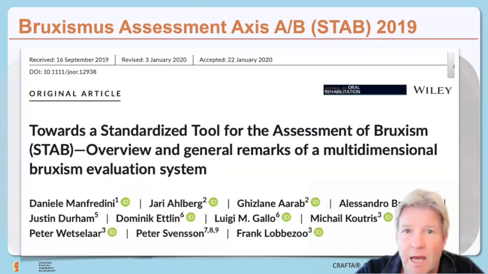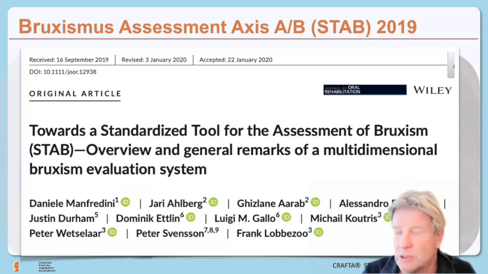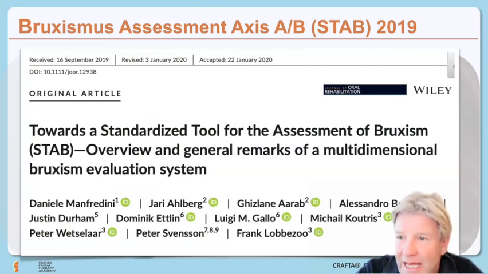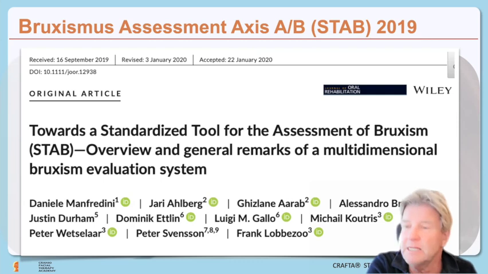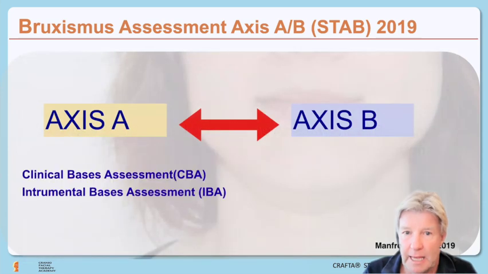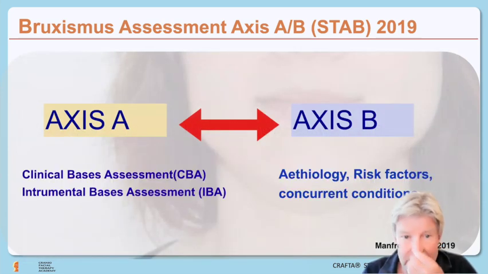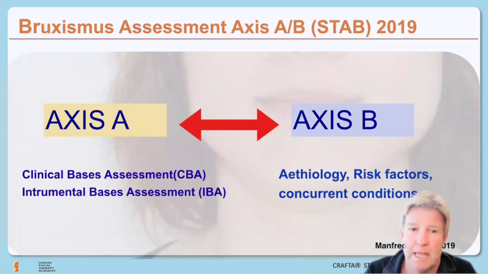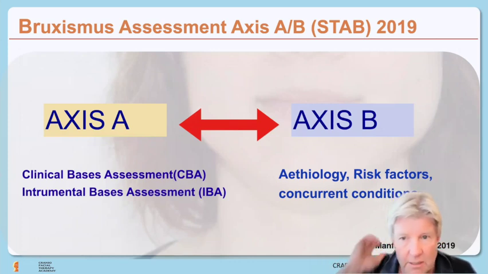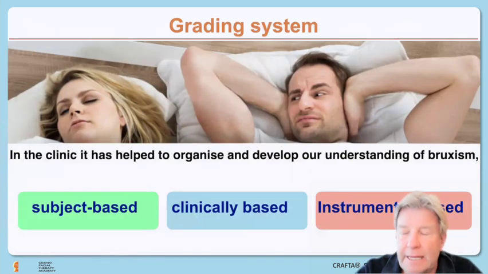So then, how can we examine this? There is probably still not a diagnostic tool where you can say, you have bruxism or you have not bruxism. So we need a kind of assessment tool to investigate this behavior, bruxism, and how to evaluate this. And there are two axes they also discuss. That can be the clinical-based assessments, the instrument-based assessment, and you can look at the etiology and risk factors. So two kinds of things, but that is projected in a kind of grading system.